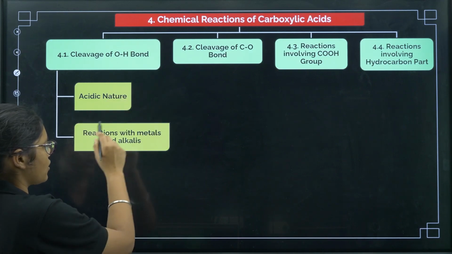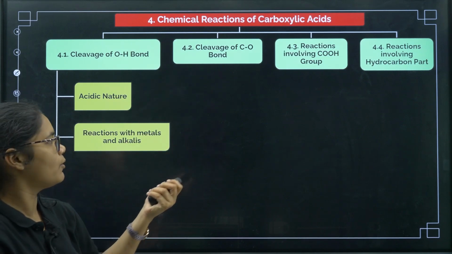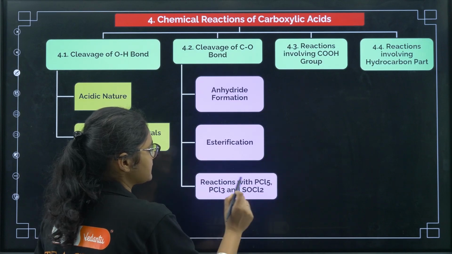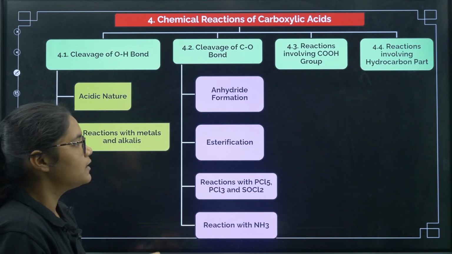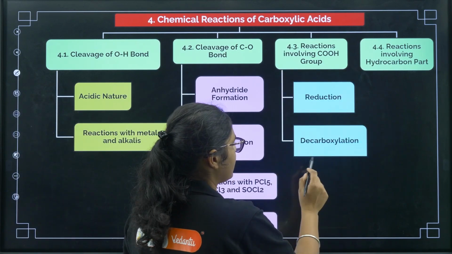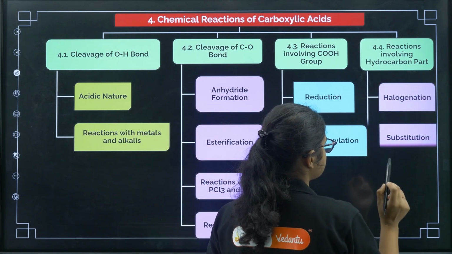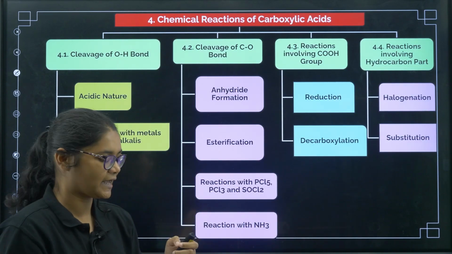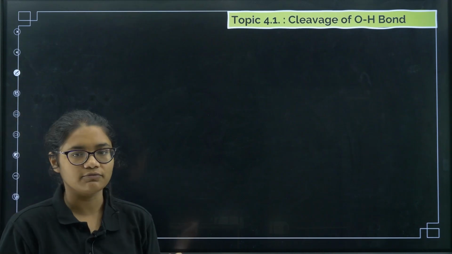Now under cleavage of OH bond, we will first discuss the acidic nature, and then reactions with metals and alkalis. Next, in the cleavage of CO bond, we have reactions like anhydride formation, esterification, reactions with PCl5, PCl3 and SOCl2, and reaction with ammonia. Next, under reactions involving the whole COOH group, we have reduction and decarboxylation. Next, reactions involving hydrocarbon part, we have halogenation and substitution. Okay, so again a lot of reactions have come for carboxylic acid, but yes, these are very easy reactions. So let us start with the first one, that is cleavage of OH bond.